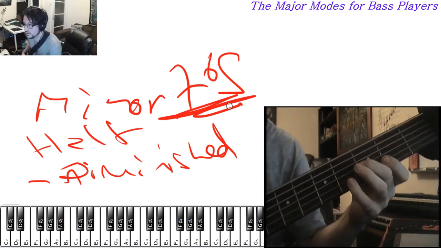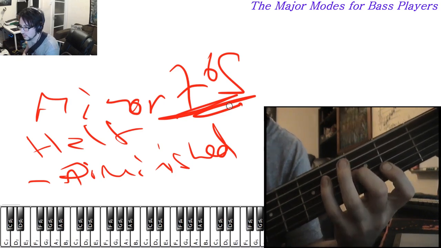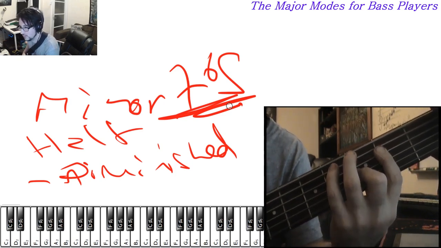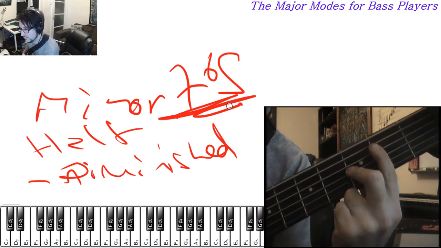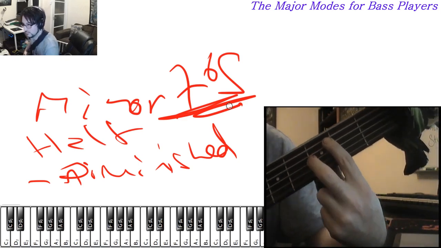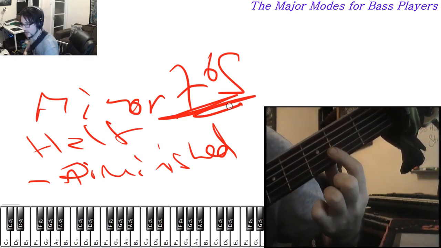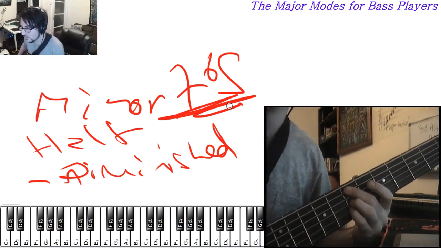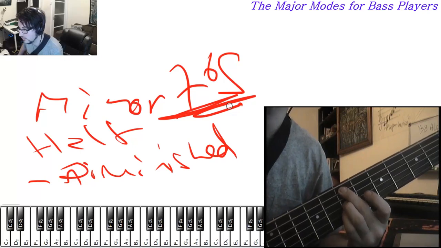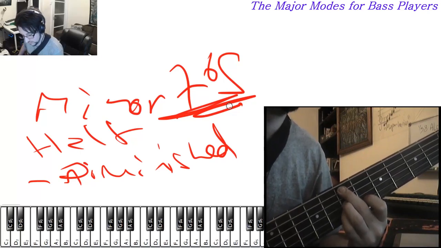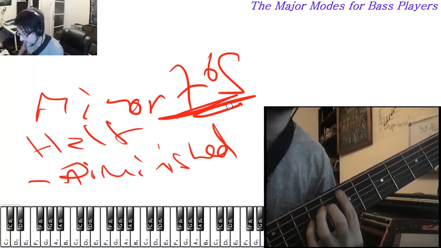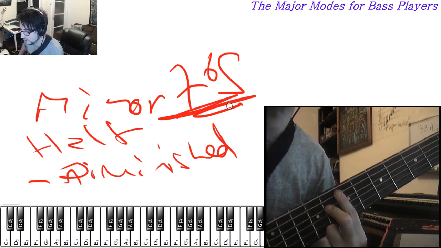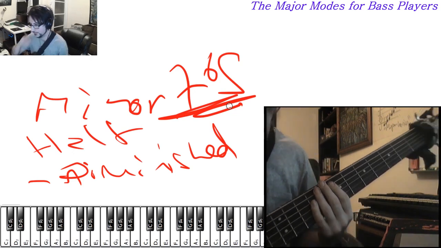So you can do this as an inversion, so over B. I just can't find a clear way to show you that shape, but it's a barre there, or if you're on a 4-string, you've got that and then the flat 5. I think I made that quite clear. So it's just that shape basically.